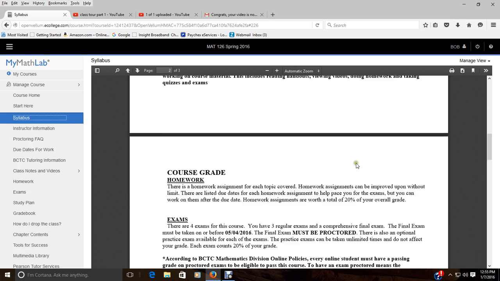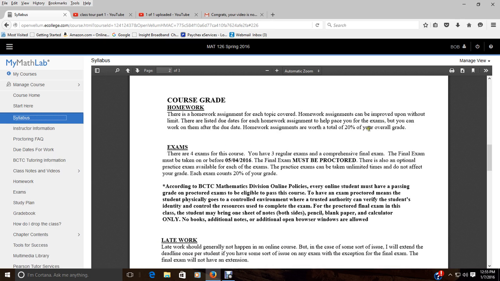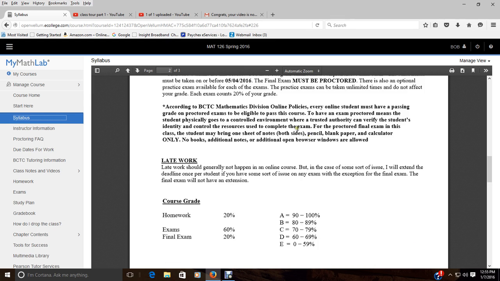Time expectations, you can read through that. Your grade, 20% of your grade is your homework. You can work the homework as many times as you want to improve your score. Doesn't matter to me. It's good for you because it gives you more practice. So please take advantage of that. Don't put things off. That's the biggest thing I can tell you. Students like to wait till the last week to do everything. Bad idea. Bad idea. Try to do something every week.